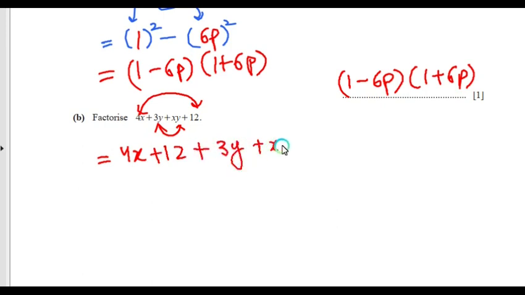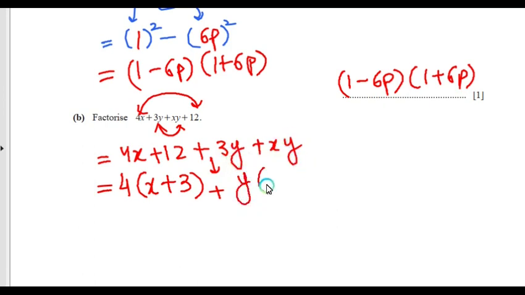Okay, the next thing, factorize 4x plus 3y plus xy plus 12. So there isn't any common in the first two terms. So that's why I'm writing the first and fourth term first, and then third and second. So I'm arranging like this: 4x plus 12 and then 3y plus xy.